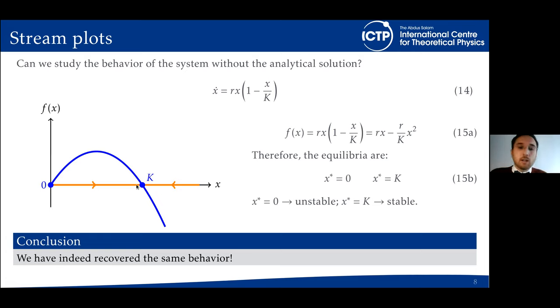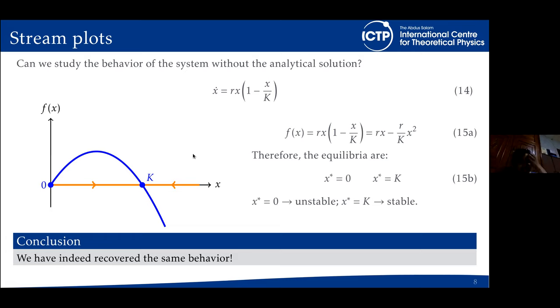While on the other hand, stable equilibrium means that the solutions are remaining close to the equilibrium. So in this particular case, for K, for example, the solutions are actually going towards the equilibrium, but this is not necessary for the equilibrium to be stable. So this is a particular case of stable equilibrium. In general, for an equilibrium to be stable, we just need that the solutions remain close to it. Does that answer your question? Yeah, thank you.